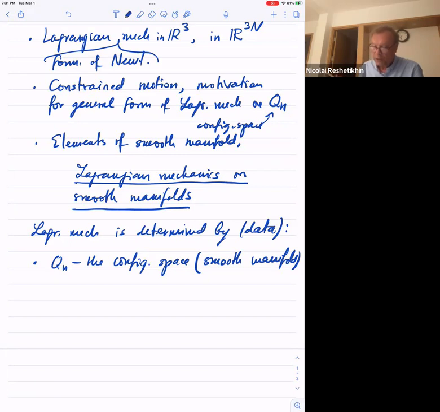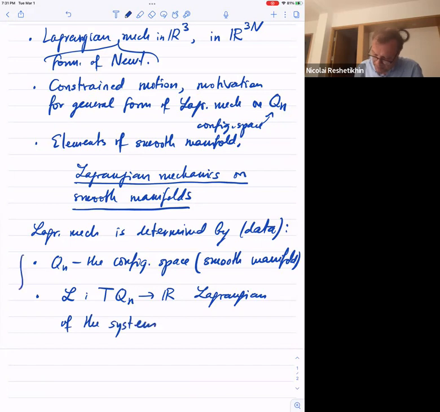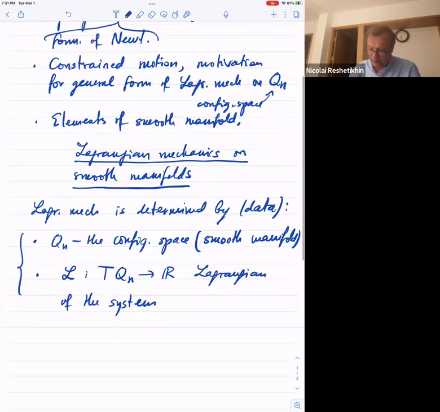For a point particle, this is R3, there are 3 coordinates. For a particle constrained to a sphere, these are points on a sphere, so this is the sphere. And then the second piece of data is the Lagrangian function. It's a function on the tangent bundle to Q. It's the Lagrangian of the system. And these are the data that define the dynamics.